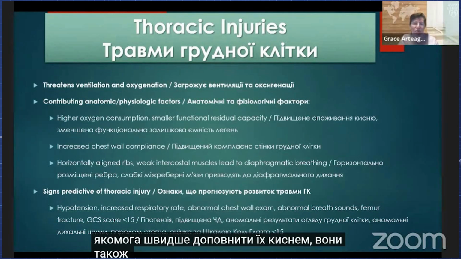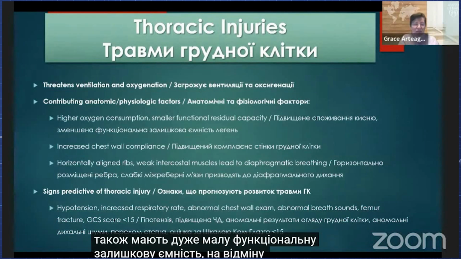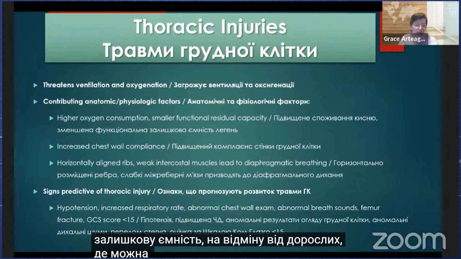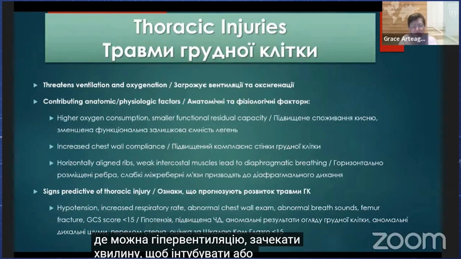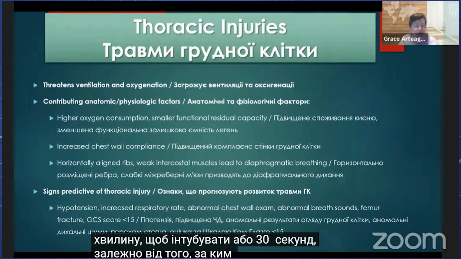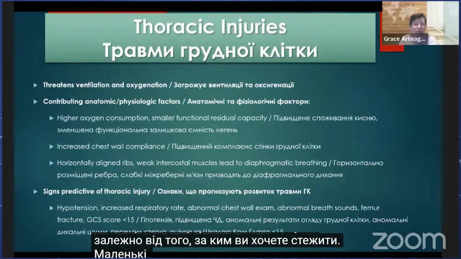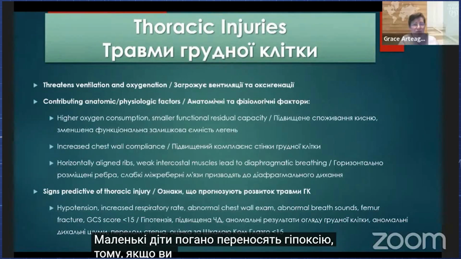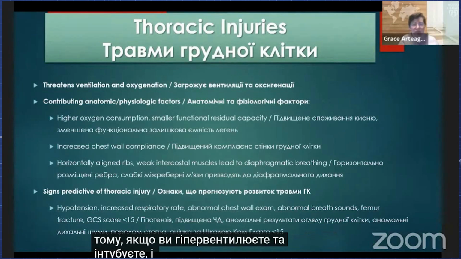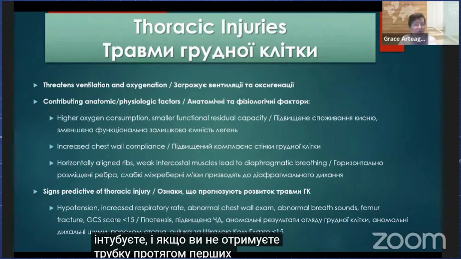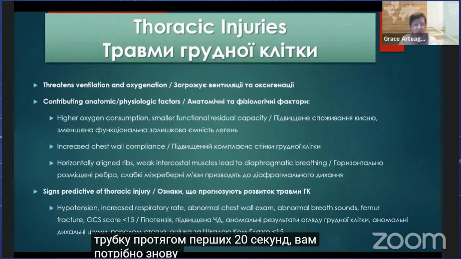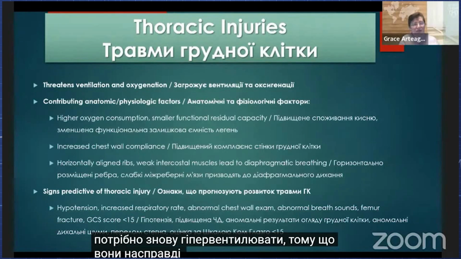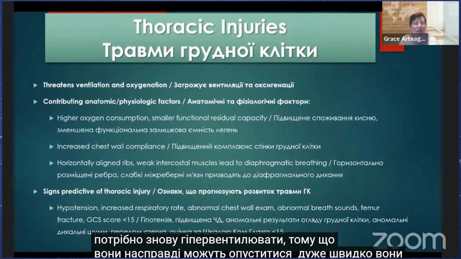They also have very small functional residual capacity, unlike adults, where you can hyperventilate and wait a minute to intubate, or 30 seconds, depending on who you want to follow. Little kids do not tolerate hypoxia very well. So if you hyperventilate and you intubate, and you don't get the tube within the first 20 seconds, you need to hyperventilate again because they can go down very fast.